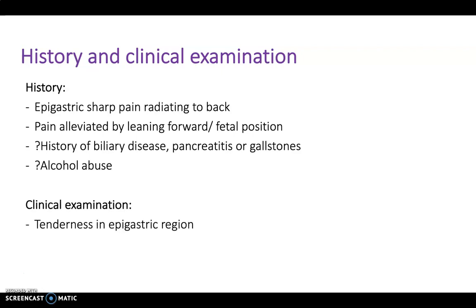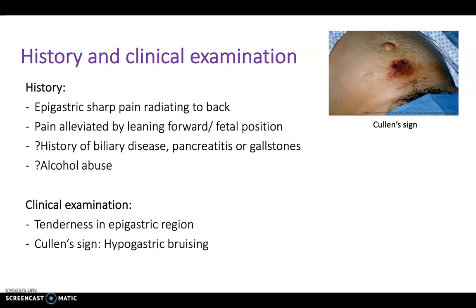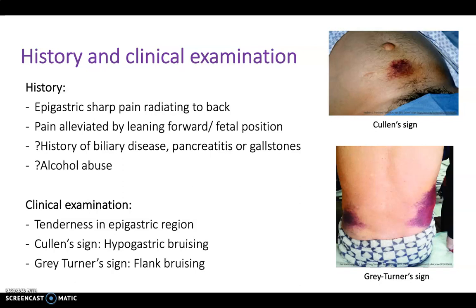On clinical examination, you want to look out for tenderness in the epigastric region. And there's certain signs associated with pancreatitis. One of them is Cullen's sign, and this is when you get bruising in the hypogastric region. And another sign is Gray Turner's sign, and that's when you get bruising in the flanks.